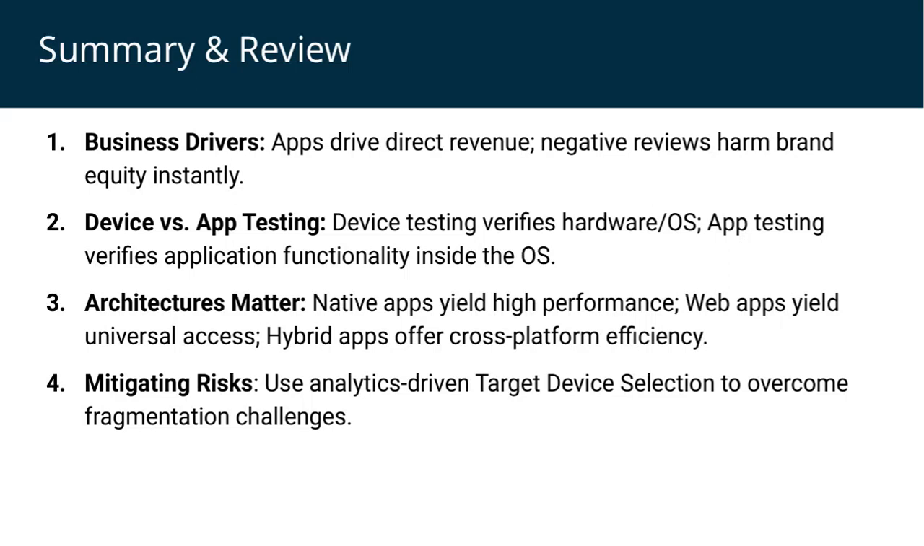Let's break down the key business drivers behind app development. Apps bring in direct revenue, but negative reviews can damage brand reputation in an instant. When it comes to testing, device testing checks hardware and operating systems, while app testing focuses on how the app itself functions within that environment. Different architectures matter too. Native apps deliver top performance, web apps offer universal access, and hybrid apps strike a balance with cross-platform efficiency. To manage risks, analytics-driven target device selection helps us tackle fragmentation challenges head-on.